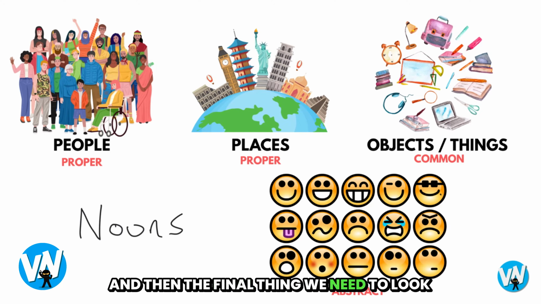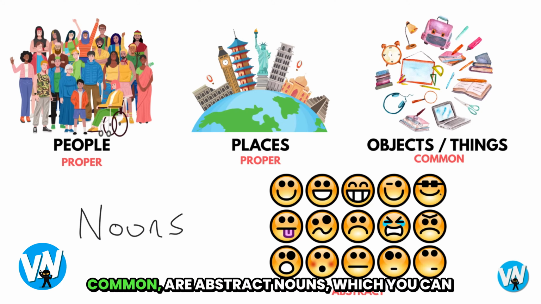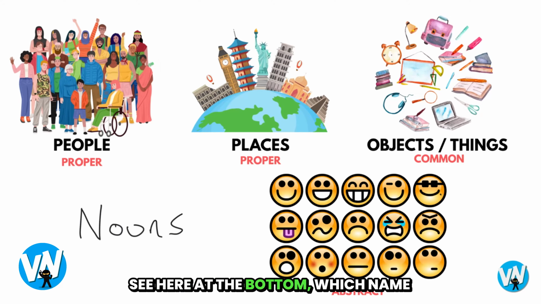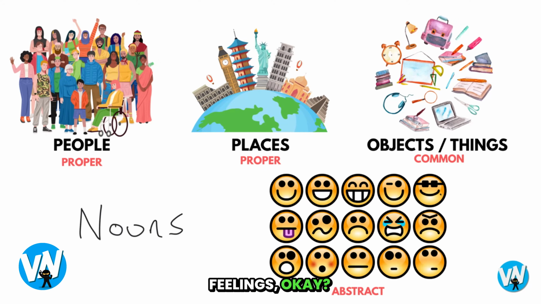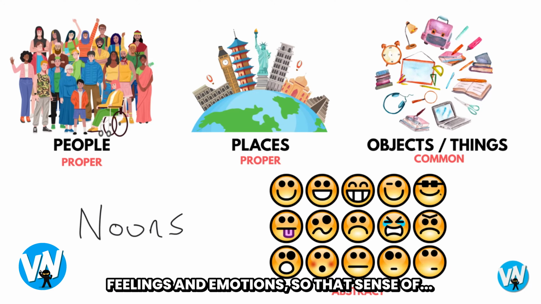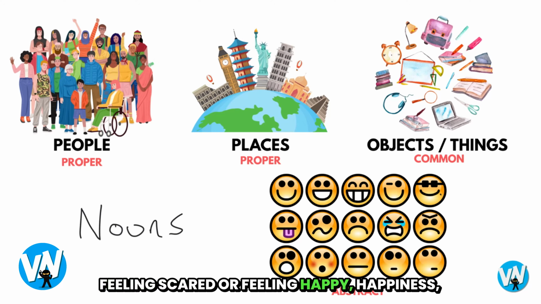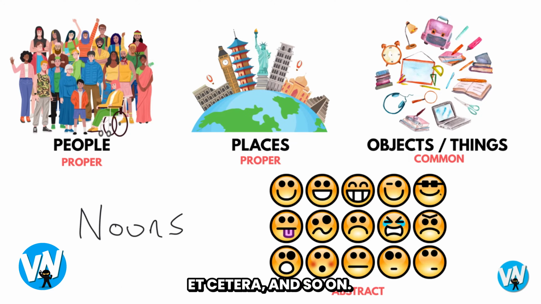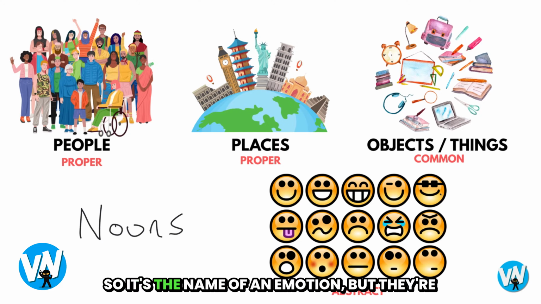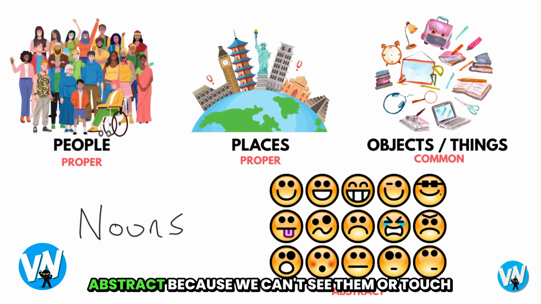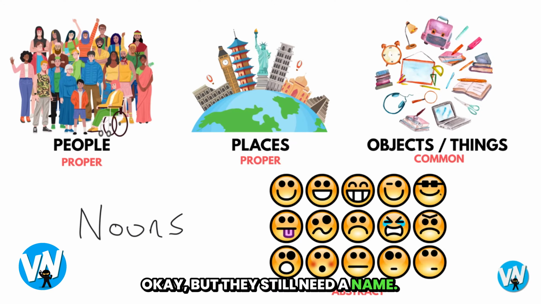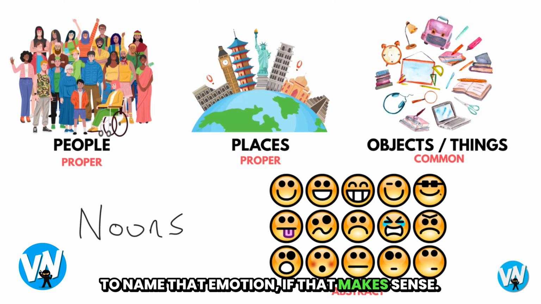And then the final thing we need to look out for, which are a little bit less common, are abstract nouns, which you can see here at the bottom, which name feelings. Okay, feelings and emotions. So that sense of feeling scared or feeling happy, happiness, etc., and so on. As we can see here, all those words are words that would describe emotion. So it's the name of an emotion, but they're abstract because we can't see them or touch them. Okay, but they still need a name. How we feel still needs a name to be able to name that emotion, if that makes sense.